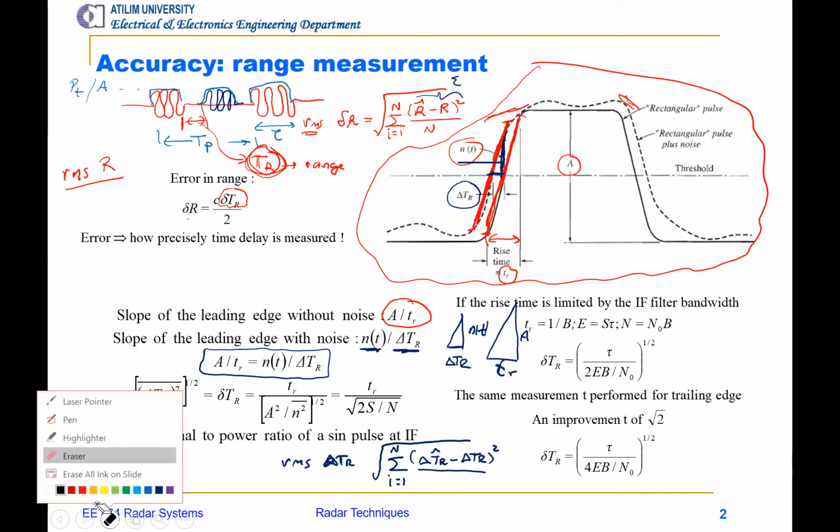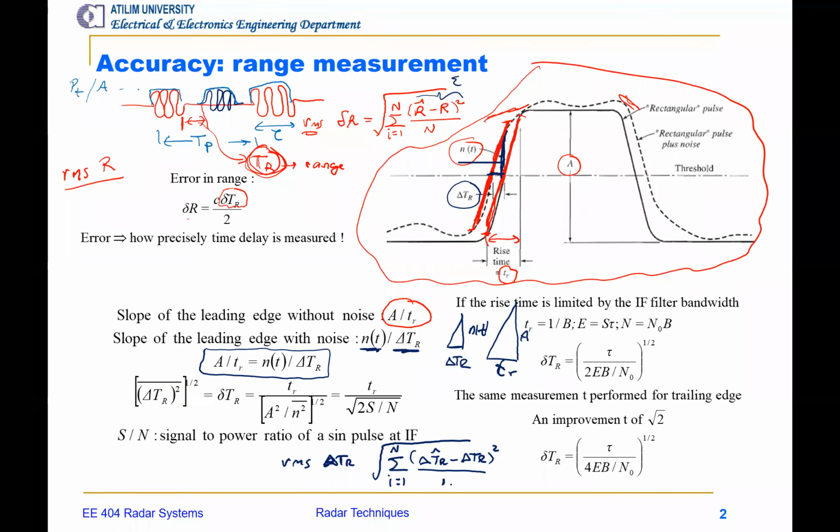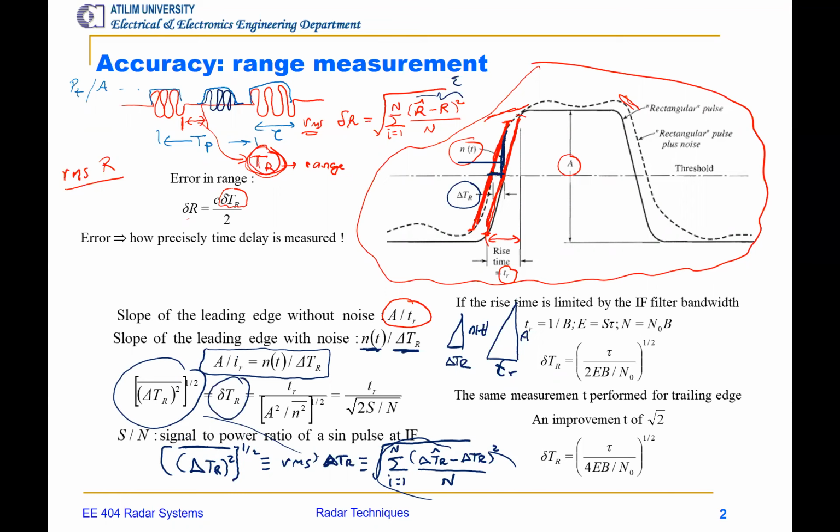So this can be written as delta TR squared, its average, so this is an averaging operation, and then its square root, 1 over 2. So this corresponds to this value actually, the RMS TR, the RMS value of the time error.